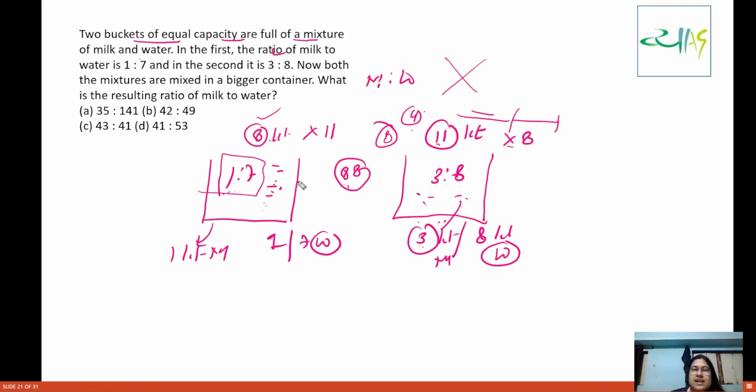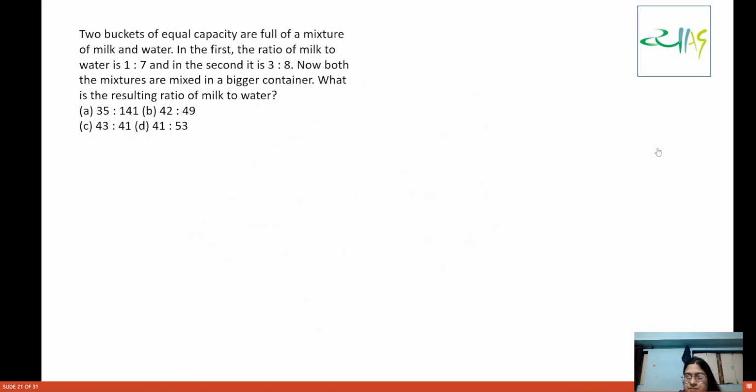So in 88 liter, how much milk is this going to contribute? One part of this, so 11. And from here, how much milk is going to come? This is 3 into 8, that is 24. So that comes to be 35. When we calculate this 35, there only we come to know that this is our answer. So I hope everybody is fine with this. Let's move forward.